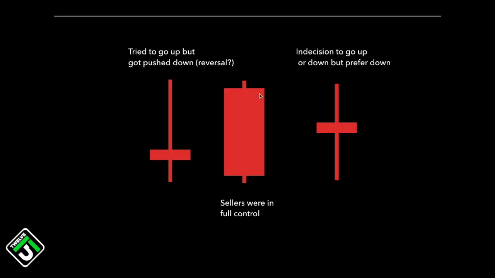On this candle, the price opened up here, but then continued to go lower to close way down here. This candle will indicate that the sellers were in full control during this time period. This candle over here on the right would indicate an even tug of war between buyers and sellers. We tried to go up, got shoved down. We tried to go down, got shoved up. And in the end, we closed right in the middle. Now, since this candlestick is red, we slightly prefer down.